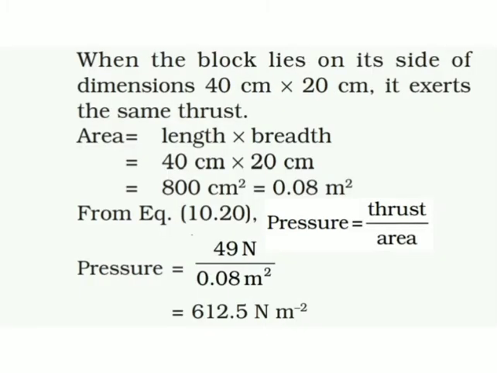When the block lies on its side of dimensions 40 cm into 20 cm, it exerts the same thrust. Area equal to length into breadth equal to 40 cm into 20 cm equal to 800 cm square. And we have to convert it into meter square, then we will get 0.08 meter square. Then substitute in the equation pressure equal to thrust by area equal to 49 Newton by 0.08 meter square equal to 612.5 Newton per meter square.